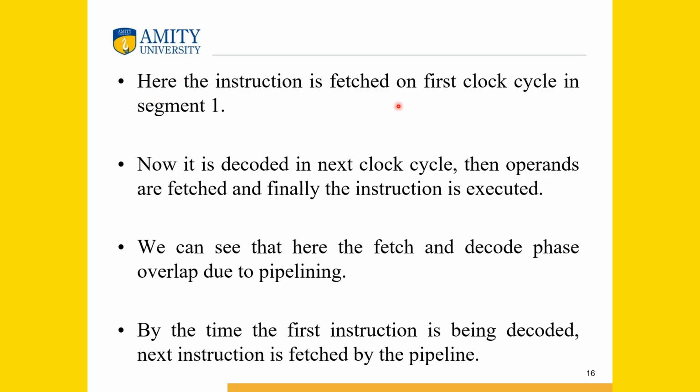When the instruction is fetched on the first clock cycle in segment 1, that is instruction 1, and then it is decoded in the next clock cycle, and then the operands are fetched, and finally the instruction is executed. This is the whole step for the first instruction. We can see that the fetch and decode phases overlap due to the pipelining. This was the overlap that we saw in the reading of the second instruction while decoding the first instruction. By the time the first one is decoded, the next one has been fetched.